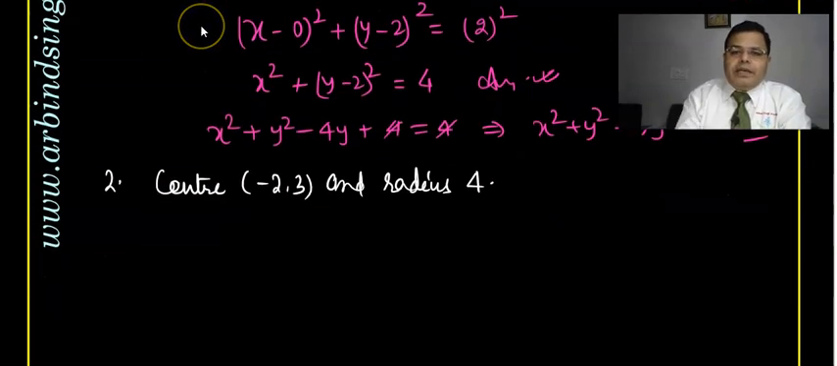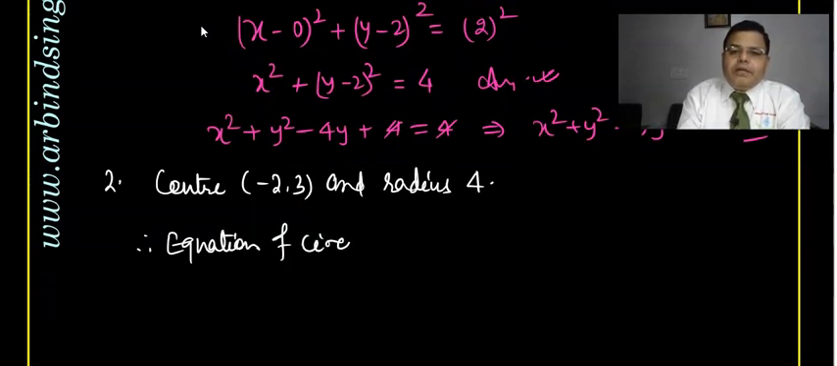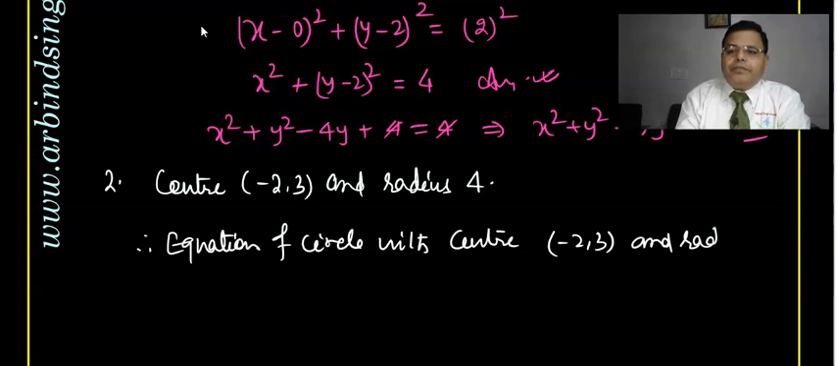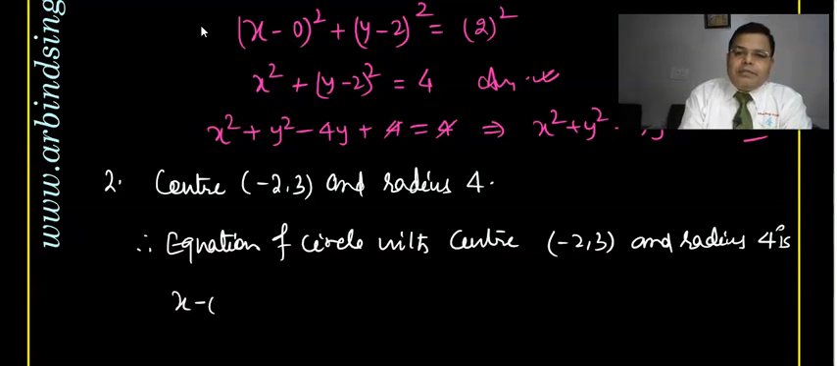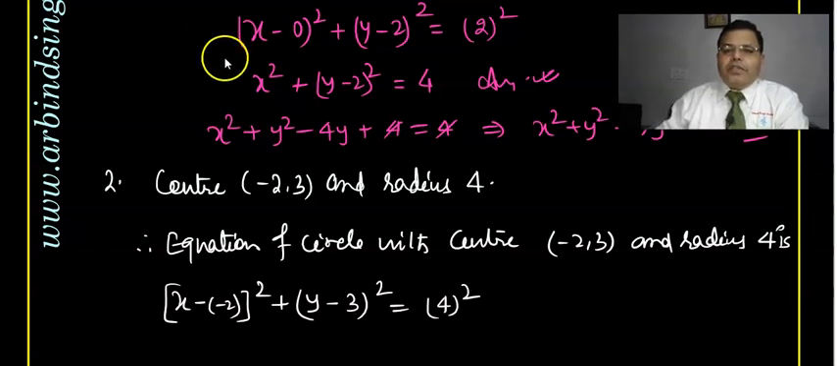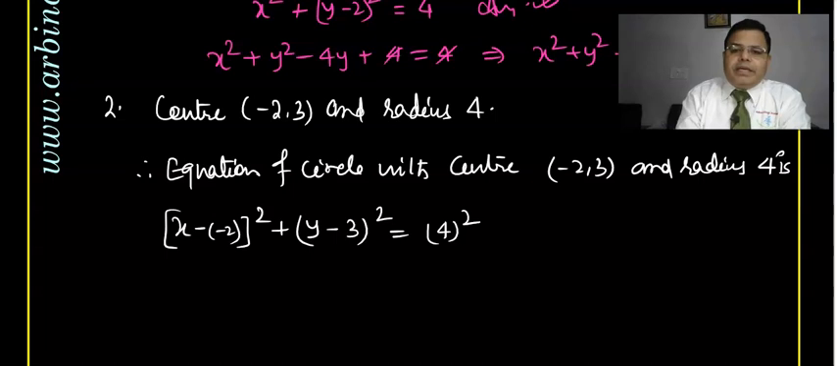So, the equation of a circle with center (-2, 3) and radius 4 is what? (x minus (-2)) whole square, h is -2, plus (y minus k), in place of k there is 3, whole square is equal to r square. r is what? 4. So 4 square, that will be nothing else but (x + 2) whole square plus (y - 3) whole square is equal to 16.